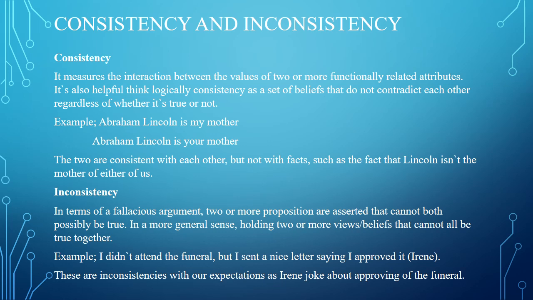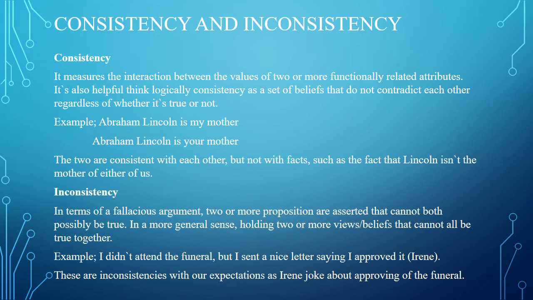Consistency and inconsistency. Consistency measures the interaction between the values of two or more functionally related attributes. It also helps to think of logical consistency as a set of beliefs that do not contradict each other, regardless of whether they are true or not. Example: Abraham Lincoln is my mother. Abraham Lincoln is your mother. The two are consistent with each other, but not with facts, such as the fact that Lincoln isn't the mother of either of us.